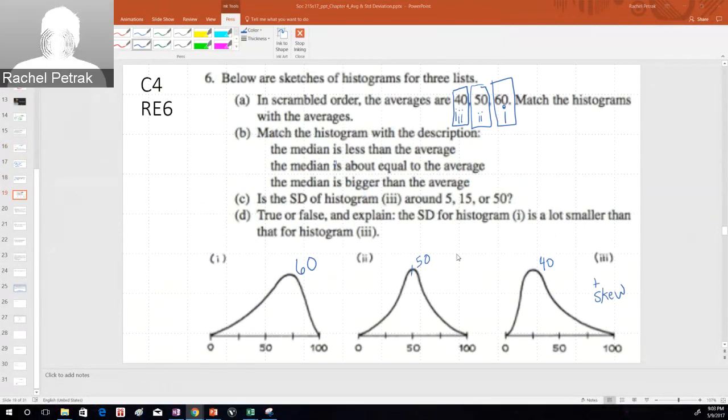Okay, we have a positive skew down here, or on the right, and that means that our mean is going to be higher than the median, or another way to think about it, the median is less than the average. So that one is going to be number 3.